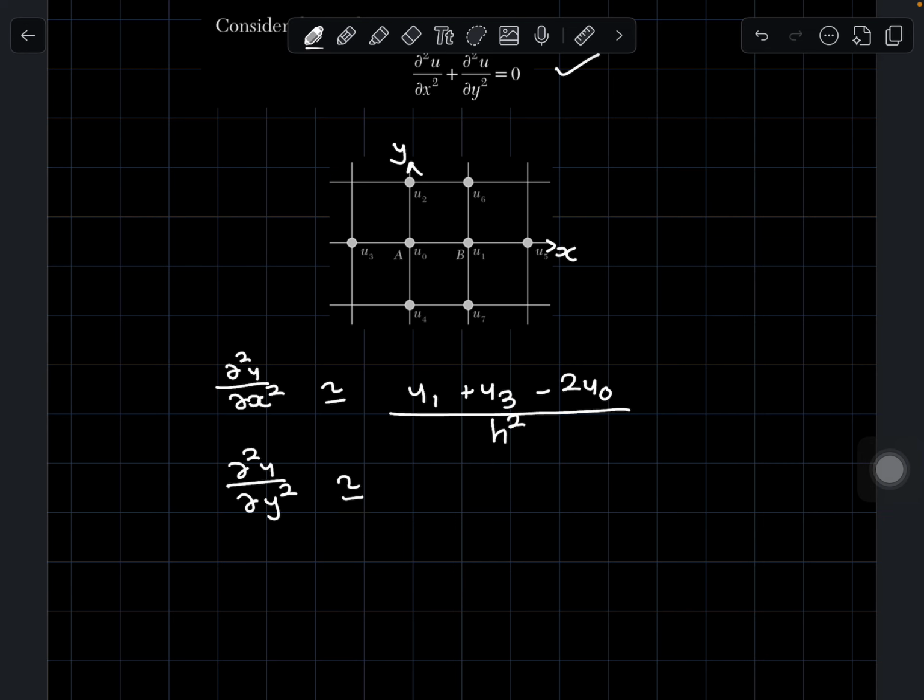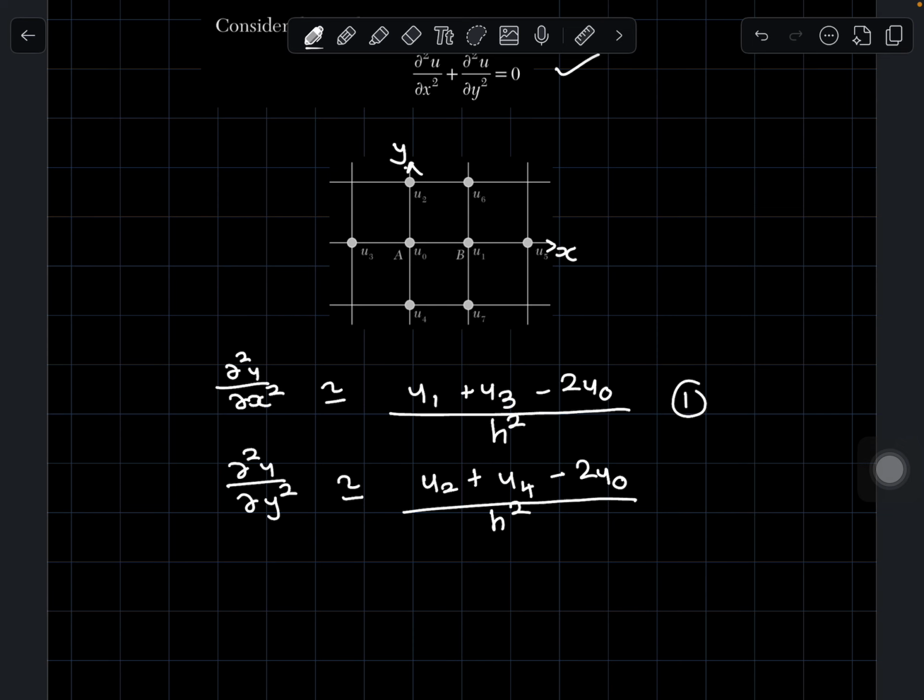So this one is approximately equal to, and we're concentrating on u naught. Let's not forget that. You want to know the value of u naught. In this case, since we're concentrating on the y-axis, from u naught, if you move one step going up, we are going to get u2, plus you move one step going down, you get u4, minus 2 u naught, everything over h squared.